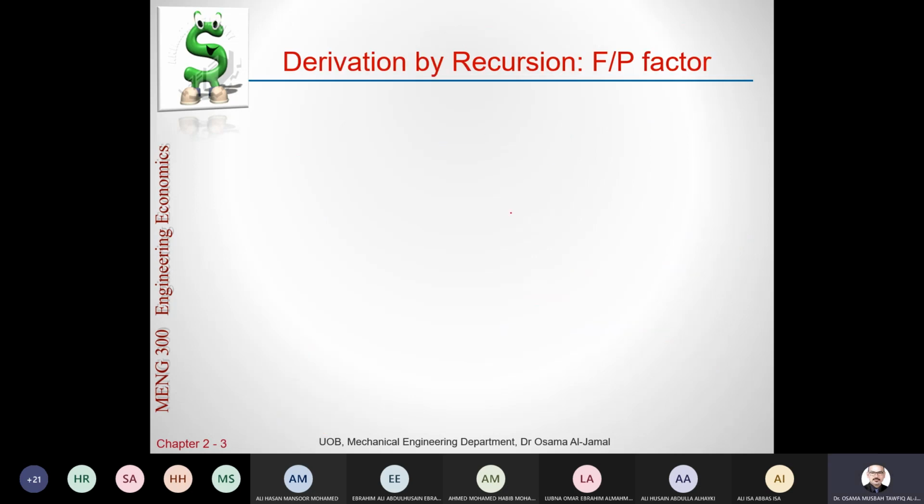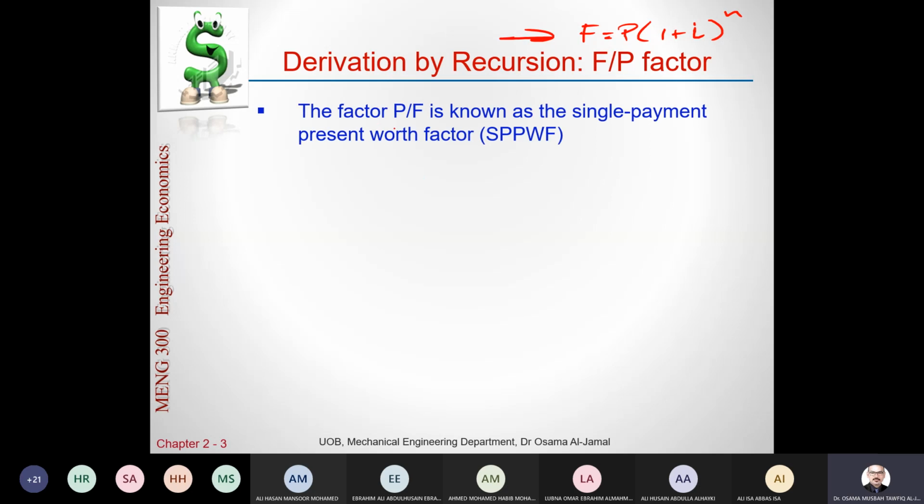Now, let's come to derivation. How do we derive a formula, like what we said in the previous chapter? For example, F equal to P (1 plus I) to the power N. How to derive that formula? We'll see it now. The factor P given F is known as the single payment present worth factor. Don't worry about that. You are not required to memorize it.